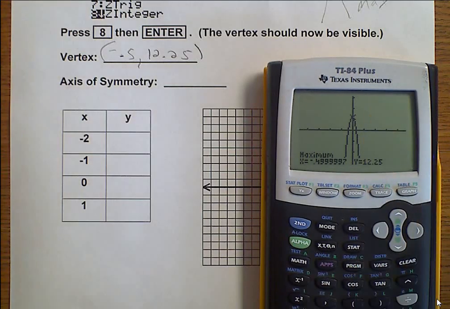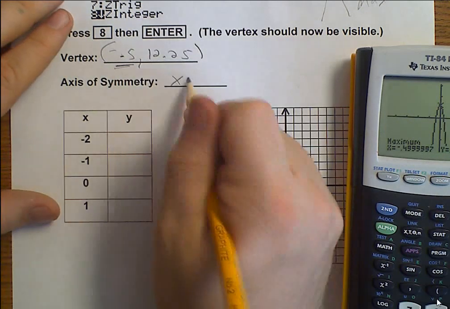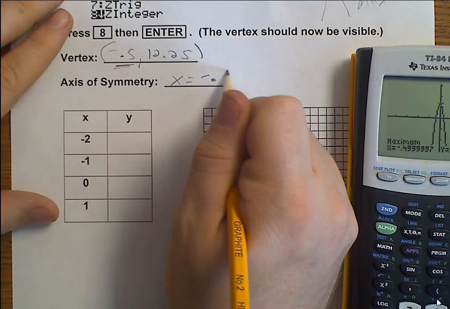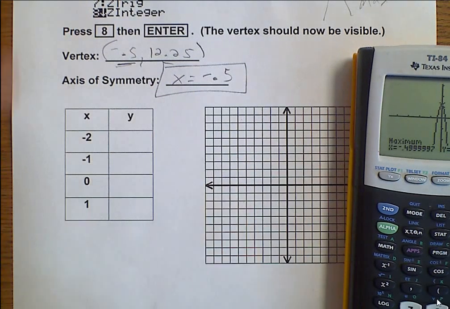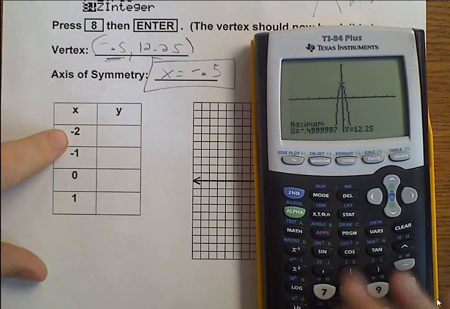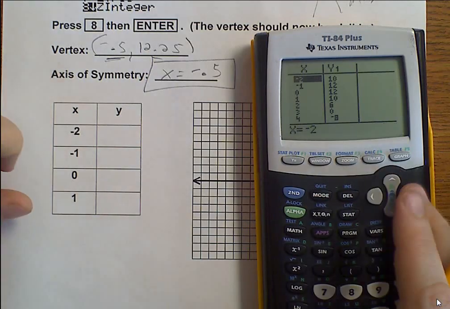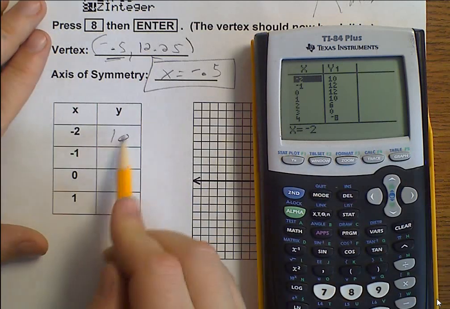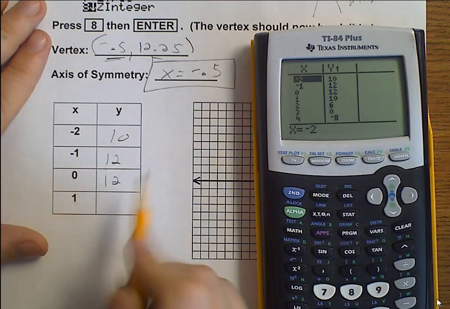Now, axis of symmetry is we take our x coordinate, x equals negative 0.5. Axis of symmetry is very easy. To get our coordinates, we go to second table, and we put the coordinates in. Well, negative 2 is at 10. Negative 1 is at 12. 0 is at 12. And 1 is at 10.